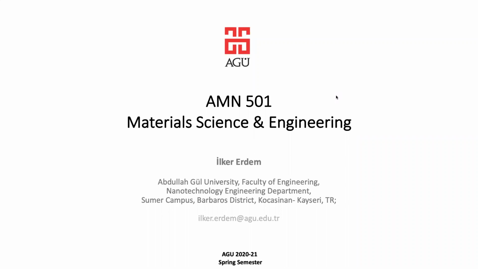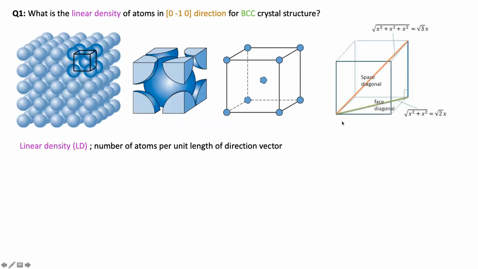I'll try to show you some sample problem solutions for linear density and planar density. In the lesson, we have seen that some numerical values are possible to find for linear density and planar density, like per nanometer or per nanometer squared. Now we will have somewhat different examples.